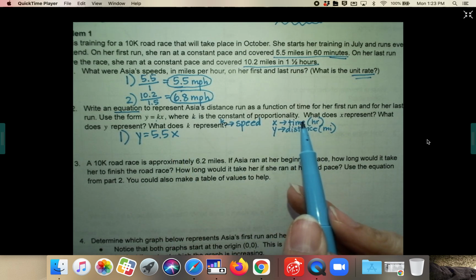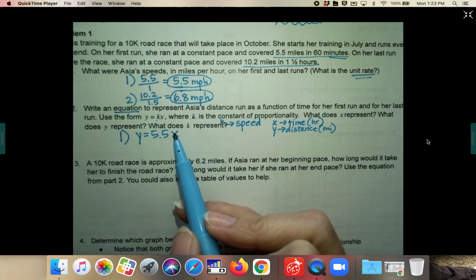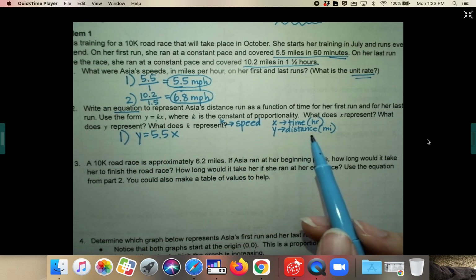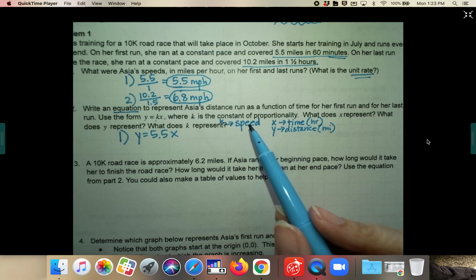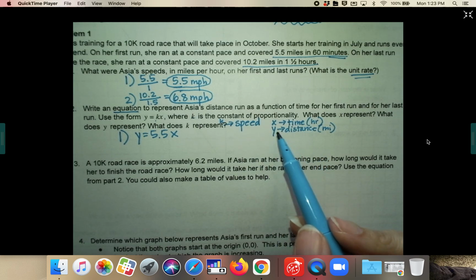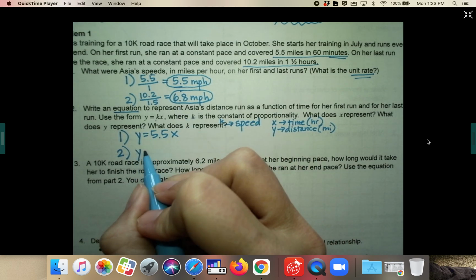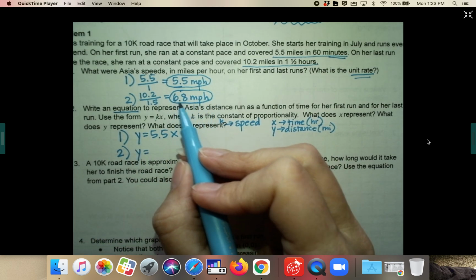So you could plug any number you want for x representing the time. Say I ran 5 hours. You could plug in 5 and multiply it by 5.5, and I would be able to tell you how far I ran in miles. So that's what the speed is, time is the x, distance is the y. The second equation is exactly like this one, but this time it's y equals her second speed, which was 6.8.